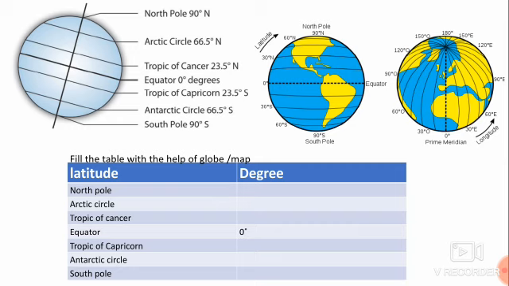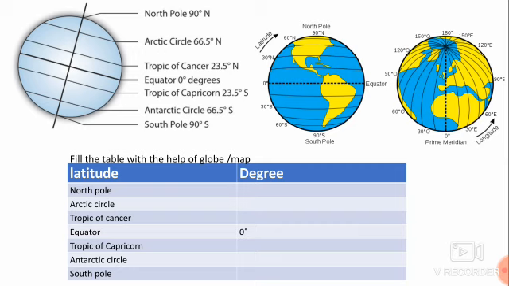So the Arctic Circle, it is 66.5 degree N. And the Tropic of Cancer is 23.5 degree N, which is present in the north direction in the northern hemisphere, so you have to mention N. Then the equator is 0 degree, which is already written there. Tropic of Capricorn. So what is the degree of the Tropic of Capricorn? 23.5 degree, yes.